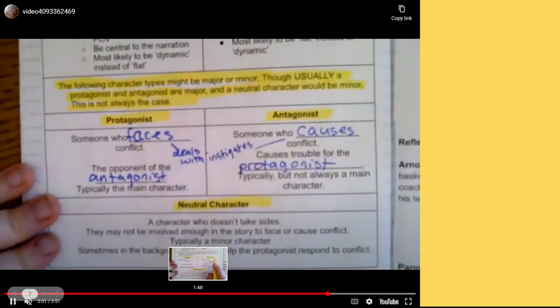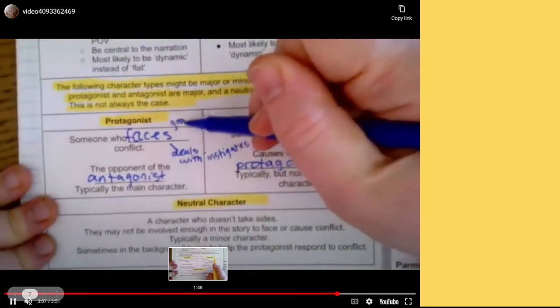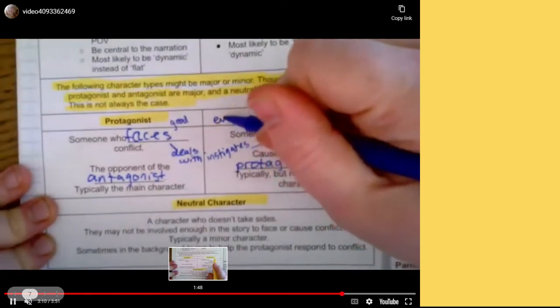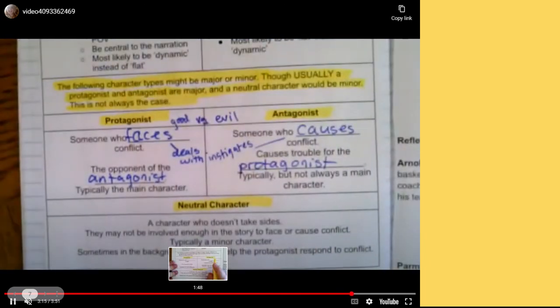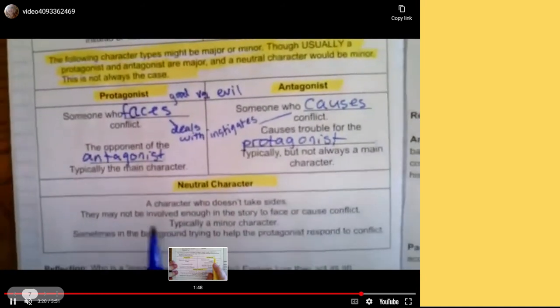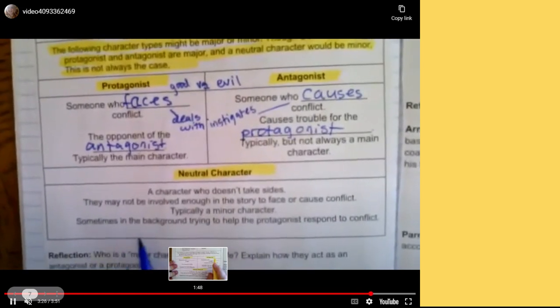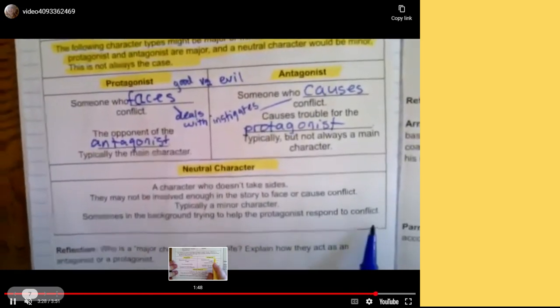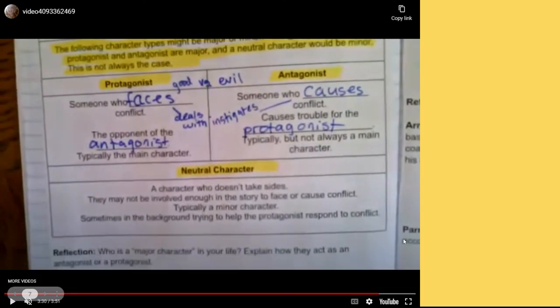And then another way to think about protagonist and antagonist is just like good versus evil. So protagonist being good, antagonist usually being bad or problematic or starting drama. Not always straight up evil, but usually the one we're not cheering for. And then a neutral character is in between these two. It could be a character who doesn't take sides. They may not be involved enough in the story to cause conflict or face conflict. They're probably a minor character, and they're sometimes in the background trying to help the protagonist respond to the conflict.